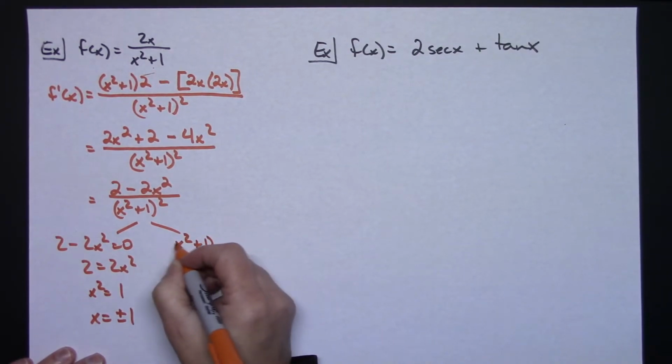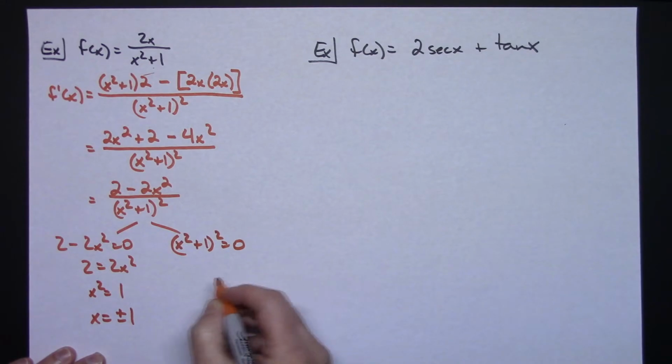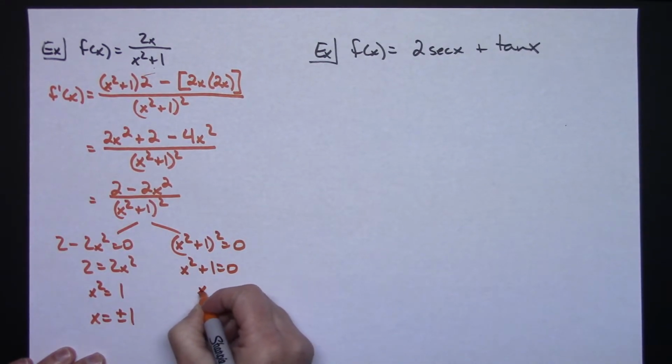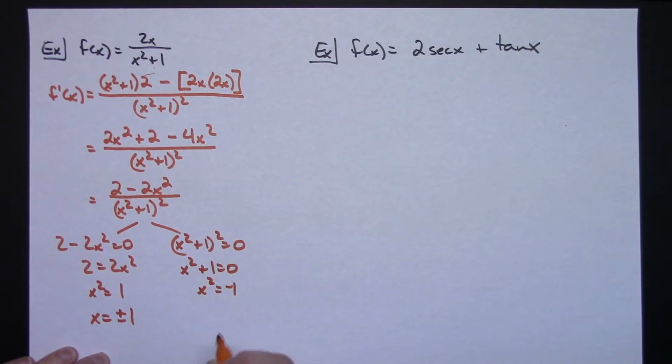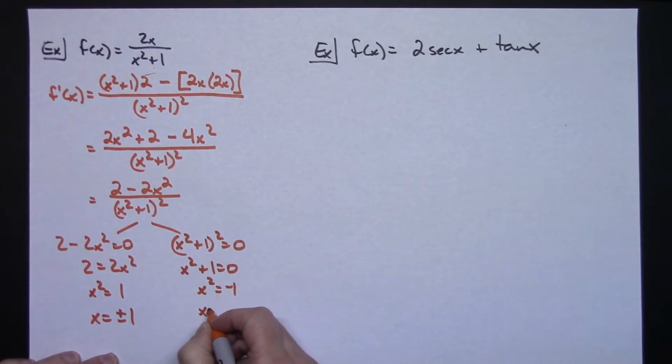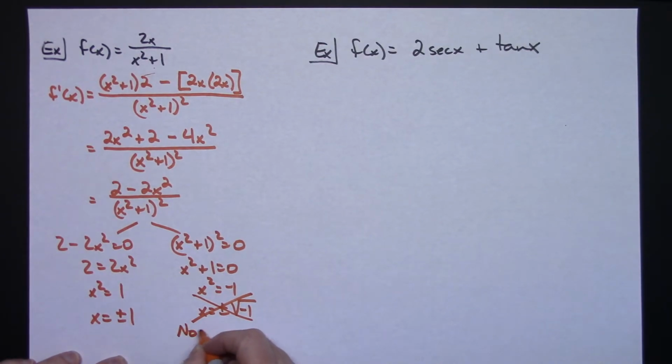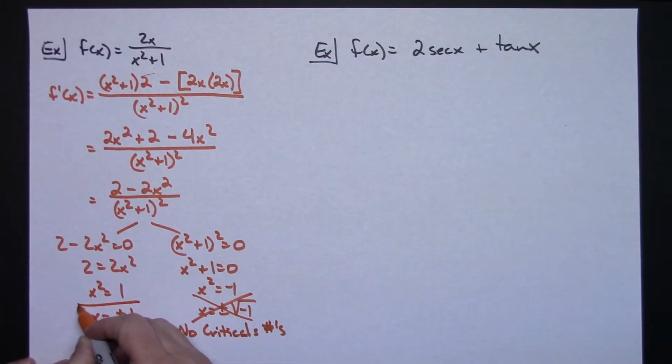Now let's take that denominator and do the same thing. Set it equal to 0. X squared plus 1 still equals 0. X squared equals a negative 1. When I take square root of both sides on this one, I'd have plus or minus the square root of a negative 1. Alright, so that's going to be imaginary numbers. So here, they're not going to give me any critical numbers. So no critical numbers from here because they're imaginary. So that means my only critical numbers for this equation are going to occur at x equals plus or minus 1.